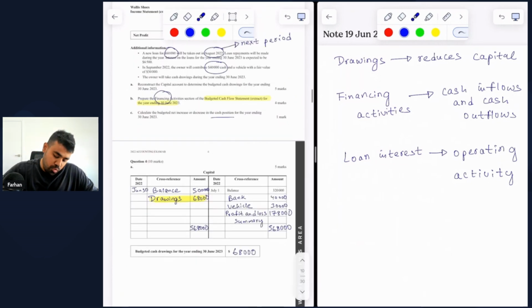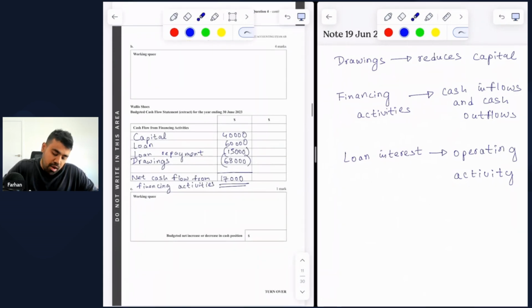So we are including that loan repayment of 15,000. Why is it within brackets, or negative? This is because the repayment here refers to a cash outflow. So you just add and subtract whatever is required, and then you get 70,000 positive, which refers to net cash flow from financing activities. All right, so that's all for part B.